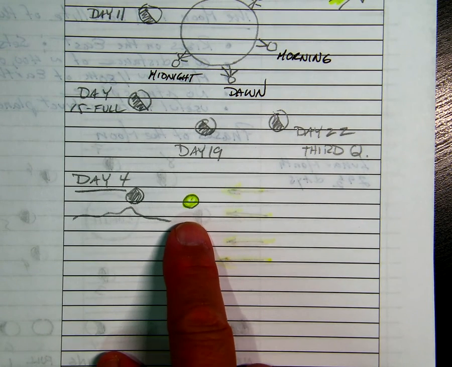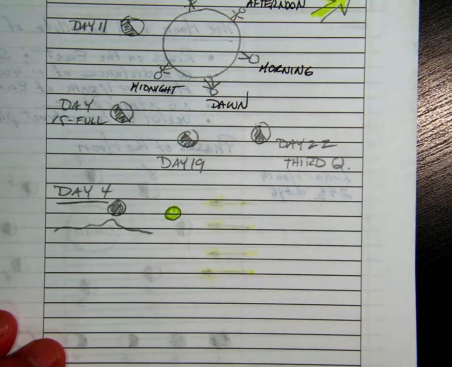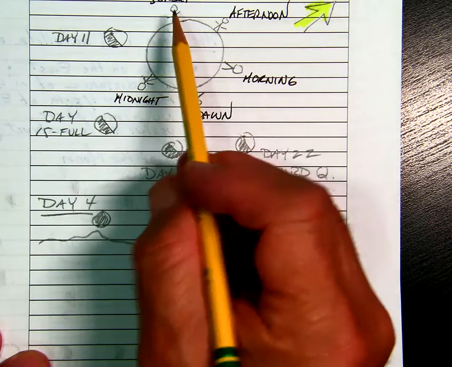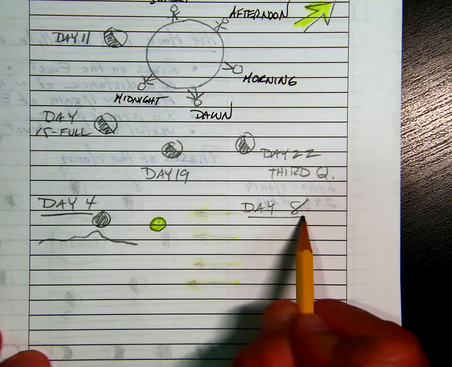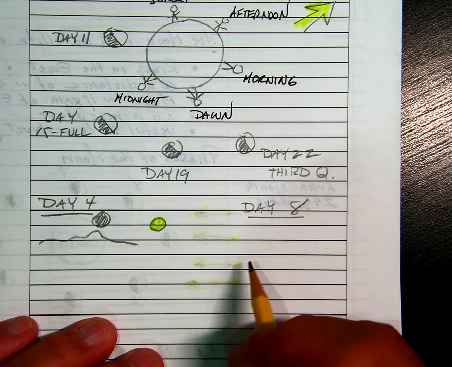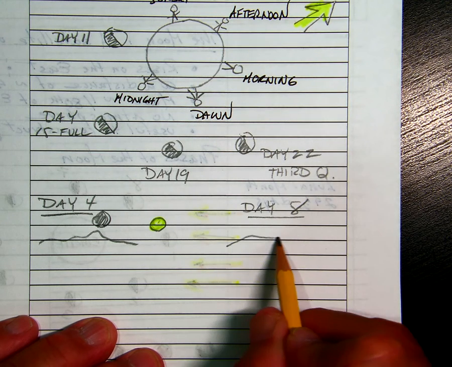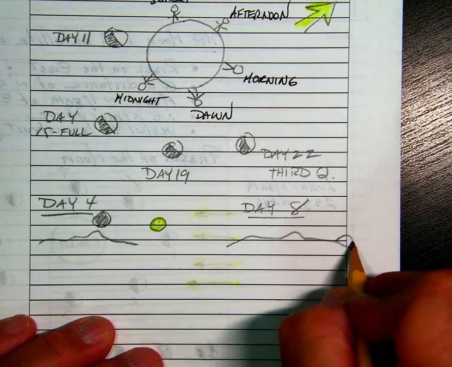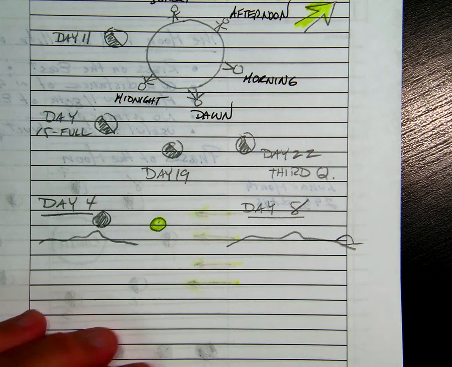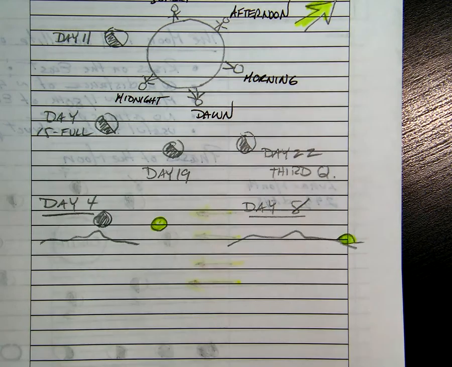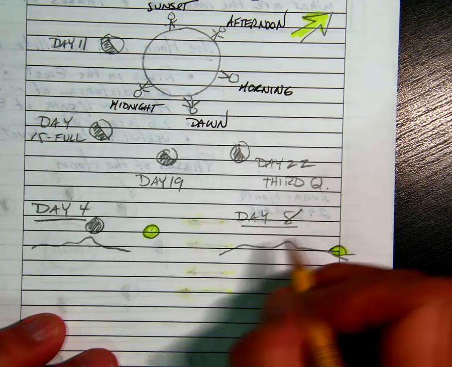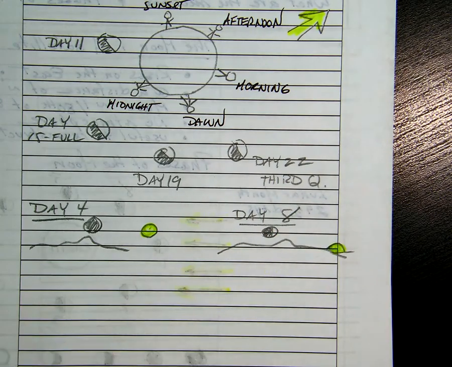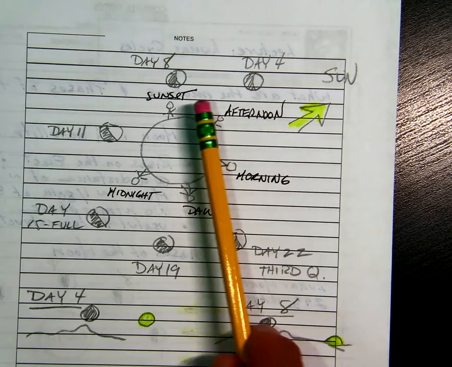Okay, and day 8, let me do day 8 next to it. Day 8. Now, it's sunset, so you're seeing both the moon and the sun at the same time. If you have the same type of hills here, you might end up with sunset, like right there, where the sun is setting, and the moon more overhead, like this. Okay, that would be day 8 up here.